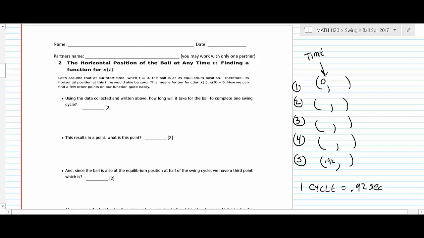0.92. Okay, that's one cycle, right? I'm telling you that much. The rest you're on your own, and it's not that hard. I mean, these things kind of get evenly subdivided, right? So that's one cycle, which is 0.92.